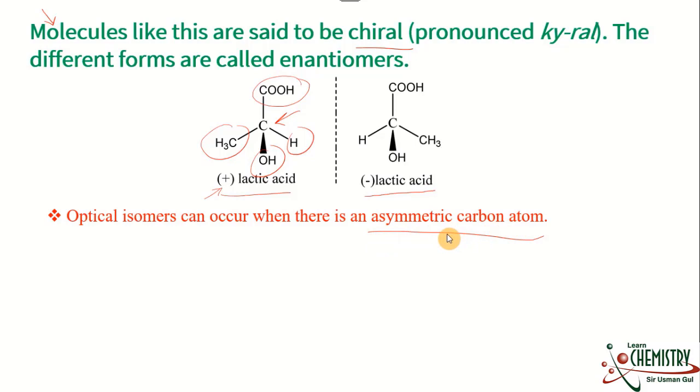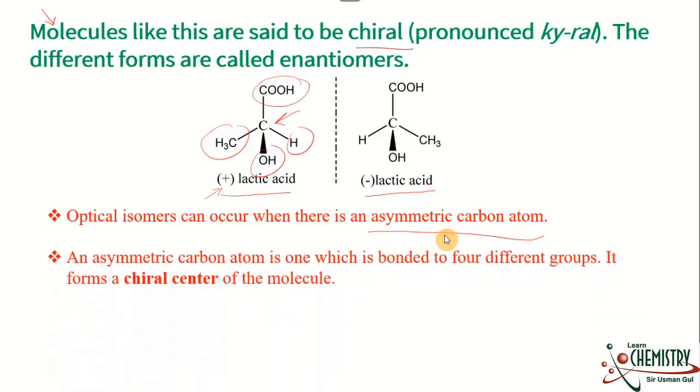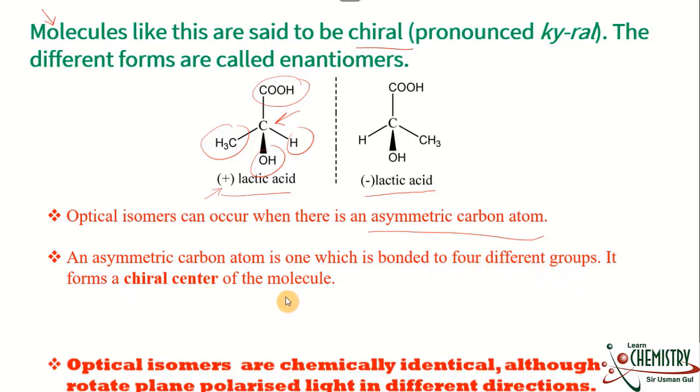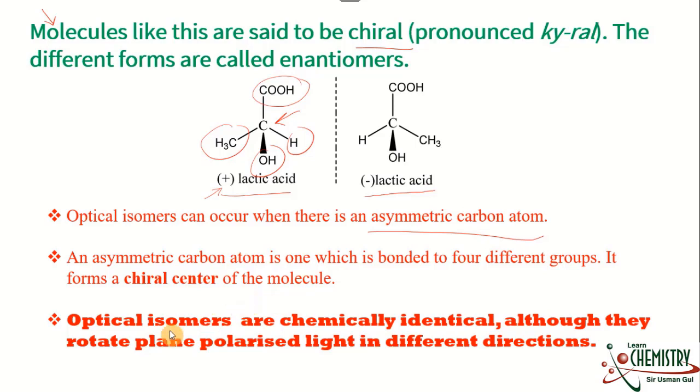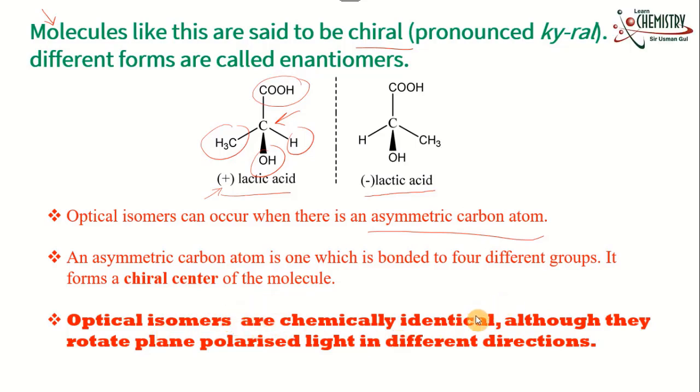Why do we call them asymmetrical? The reason is the same, because it is bonded with 4 different groups. So an asymmetrical carbon atom is one which is bonded to 4 different groups, and it forms a chiral center. Okay, and another thing about optical isomers, they are chemically identical, although they rotate plane polarized light in different directions. Now I will explain how we configure these optical isomers as R and S.